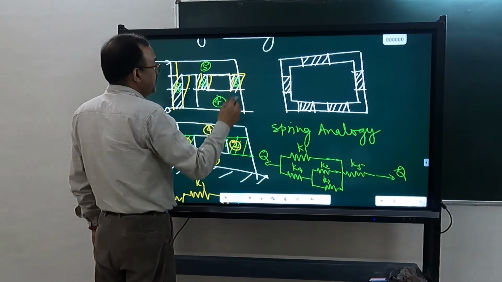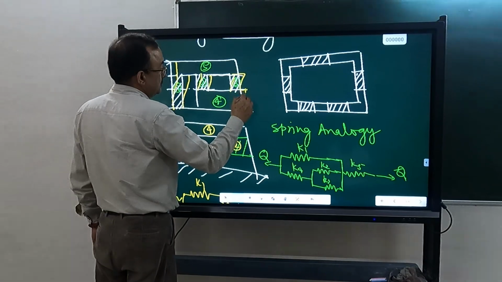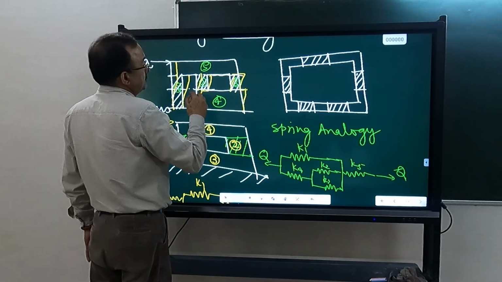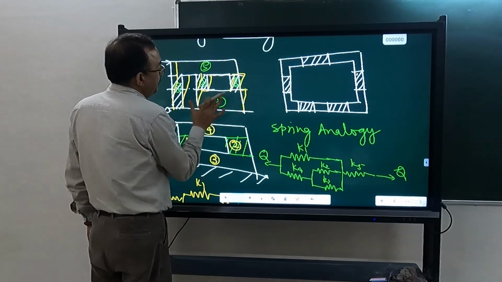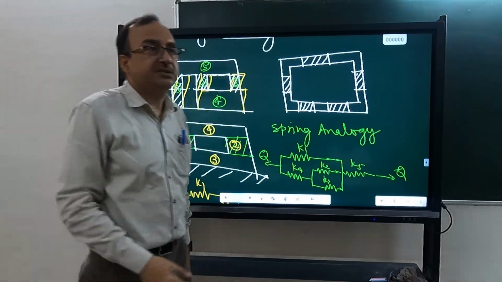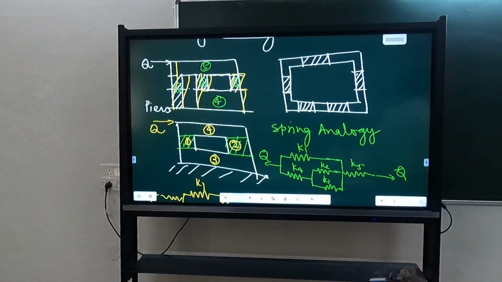Similarly, these piers, this is also, although the deformation in pier 4 will be much less. Why it will be much less? Because moment of inertia will be how much?